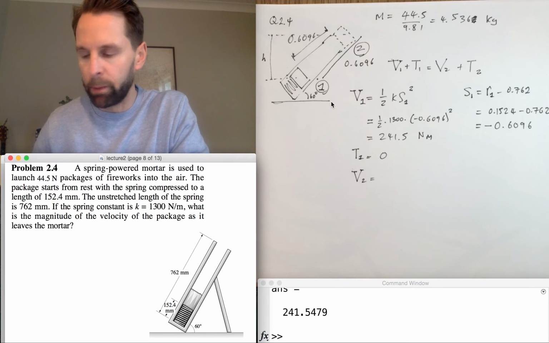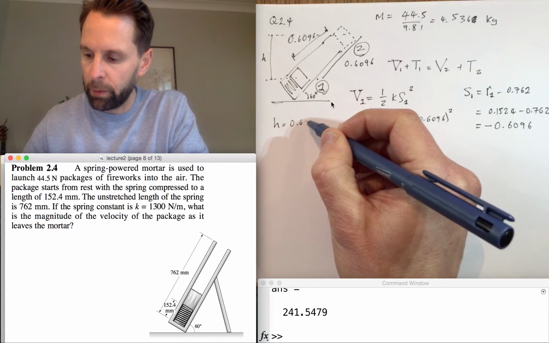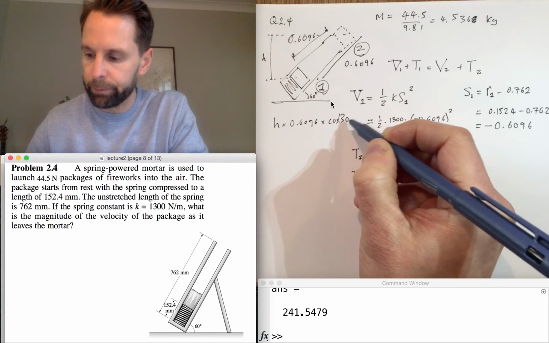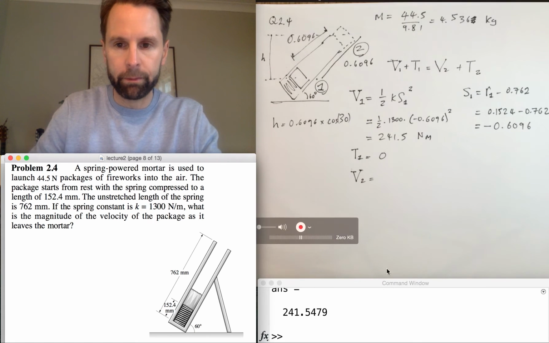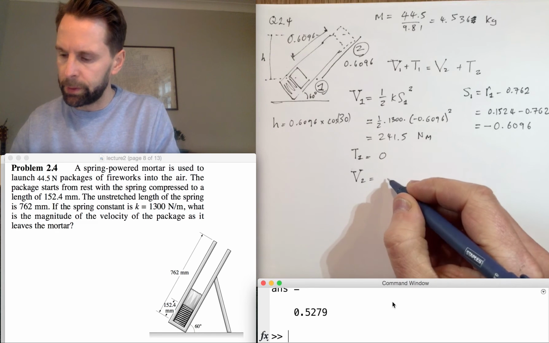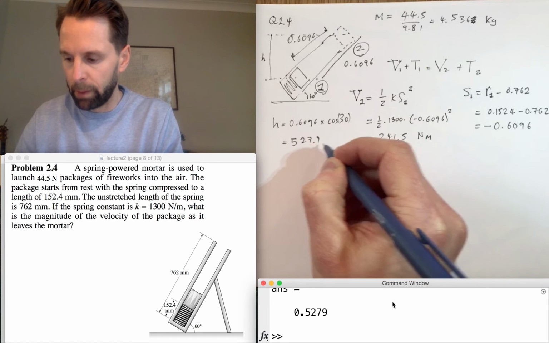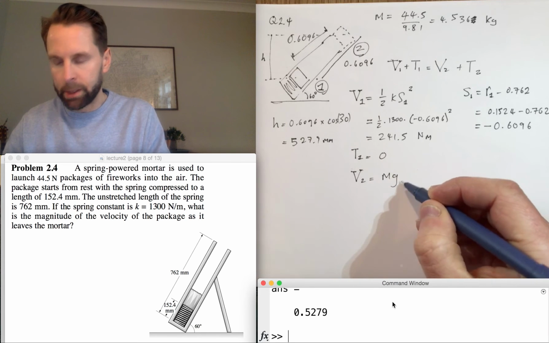So we can work out the elevation with some simple trigonometry. The elevation is 0.6096 times cos 30, and cos 30 is root 3 over 2. So 0.6096 times square root 3 over 2 is equal to 527.9 millimeters.